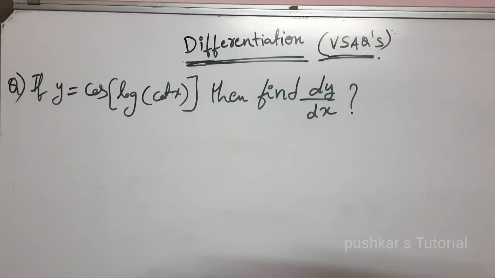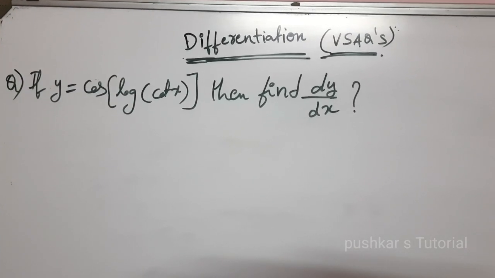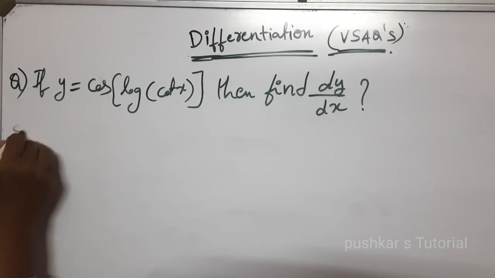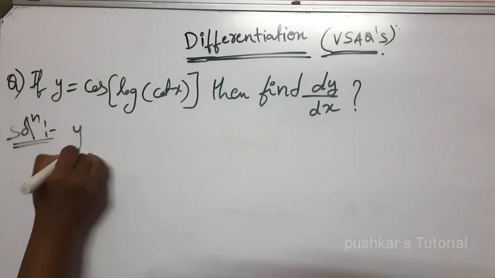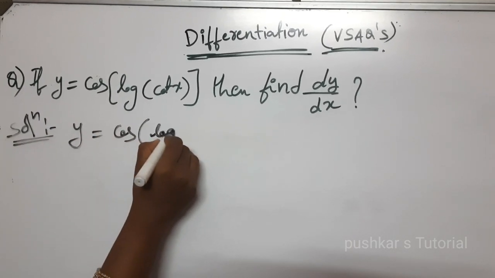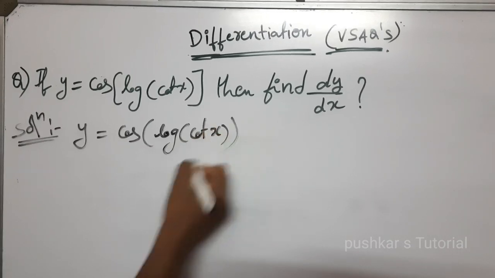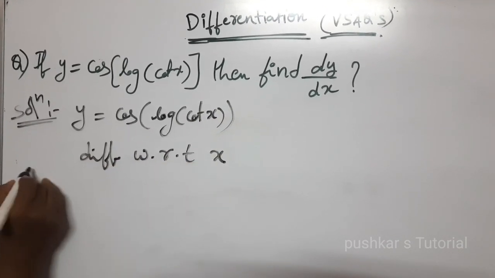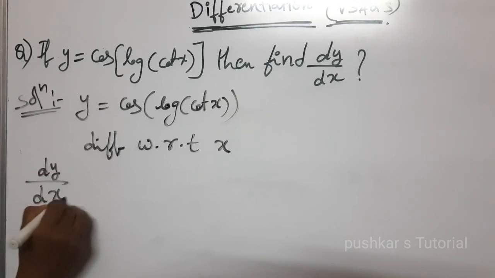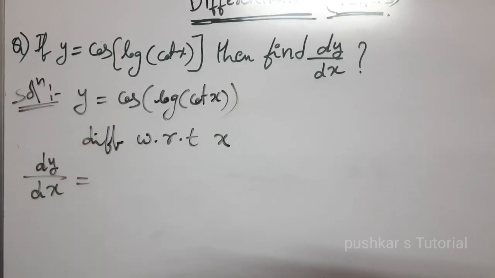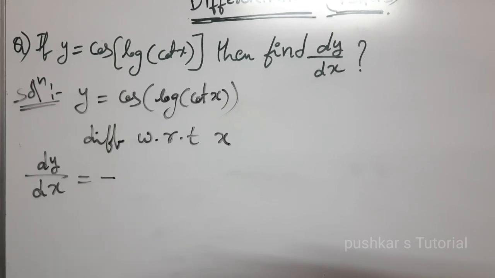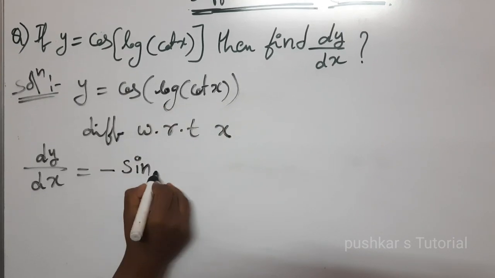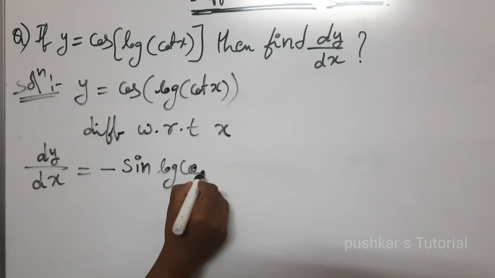If y is equal to cos of log of cot x, then find dy/dx. So solution, given y is equal to cos of log of cot x. Now do differentiation with respect to x. So dy/dx is equal to, first we have to do cos differentiation. Cos differentiation is minus sin x, x in the place of log of cot x.